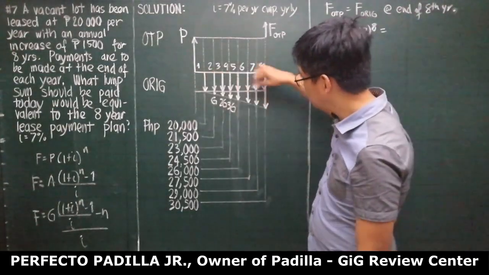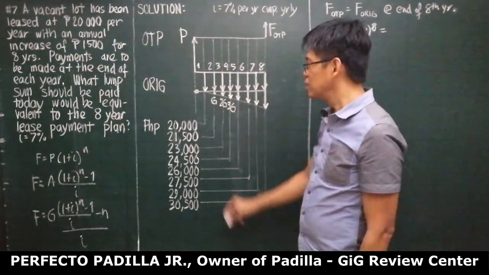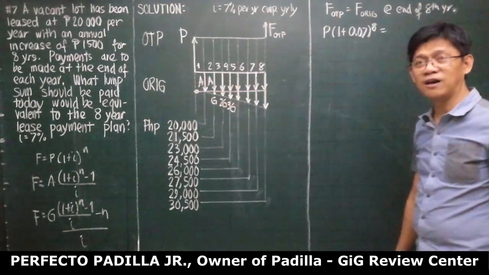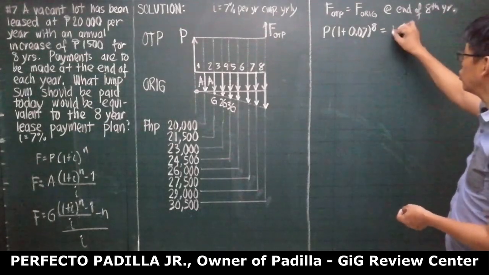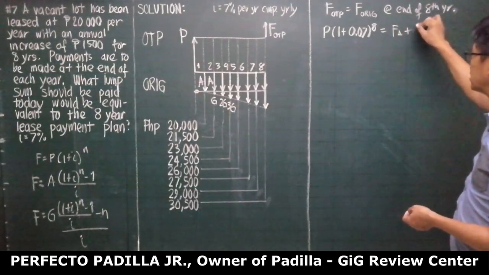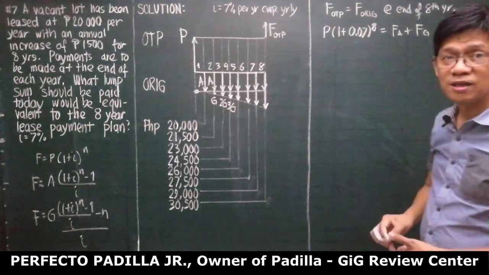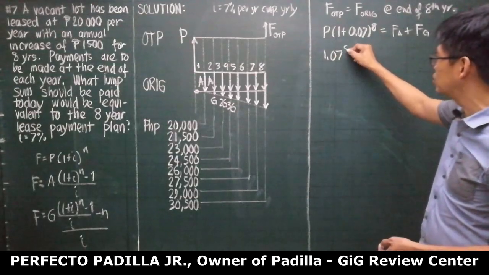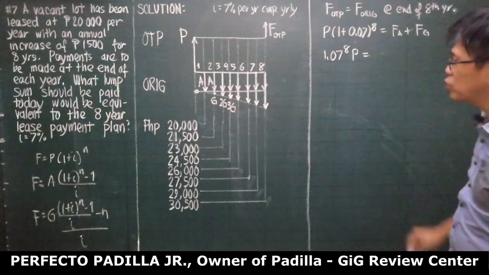Pero, ang time zero nito, ito pa rin. Kaya ang n niya pa rin is 8 years. So, ito annuity, ito gradient. Okay? So, this would be future nung annuity plus future nung gradient at the end of 8 years. So, this one is 1.07 raised to 8 of P. P is missing. Is equal to future ng annuity.